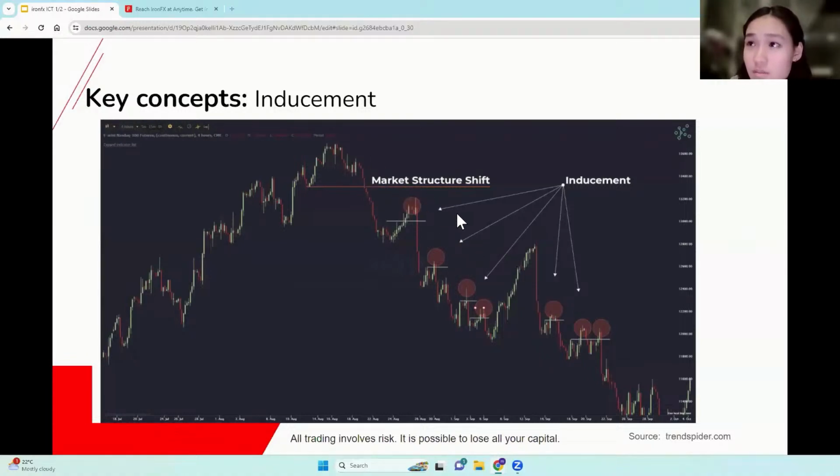So inducement is specifically targeting these short-term highs, like those that we've circled, or short-term highs or lows as areas where these stops might be placed. So because you're expecting price to reverse off of these circles, you might decide to place your stop loss right above these levels here.